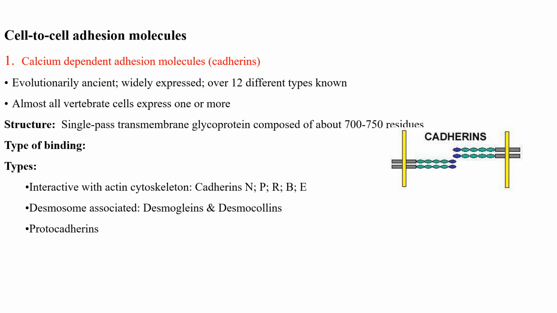So coming to the types of binding, it can be of different types. It can either interact with the actin cytoskeleton, which is brought about by the cadherins N, P, R, B, and E. Others include the desmosome associated, which are the desmogleins and the desmocollins, and further the protocadherins.